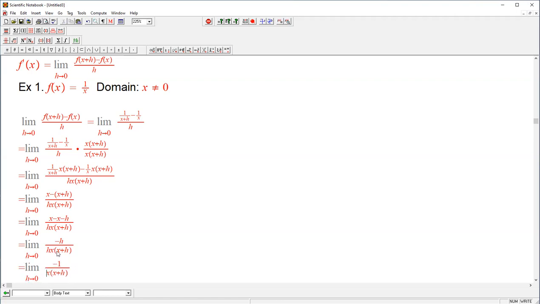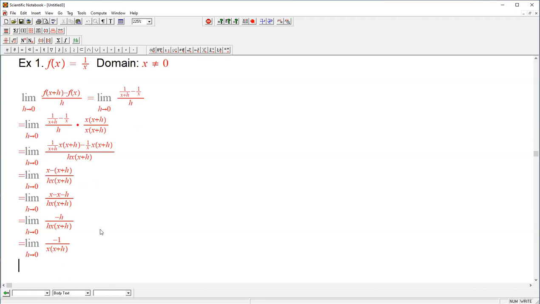Why can we reduce it? Because of principle number one: h is not 0. Now we can do direct substitution because we have finally gotten out of the situation of 0 divided by 0. Direct substitution gives us -1 over x multiplied by x plus 0, and of course that equals -1 over x squared. This derivative is very commonly used.